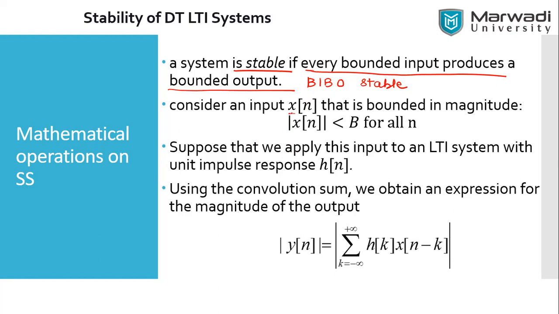Now consider an input x of n that is bounded in magnitude. X of n is bounded and its amplitude is b. Okay, it can be anything. Earlier we took mx. Now suppose that we apply this input to an LTI system with unit impulse response h of n. So h of n is the impulse response. Using the convolution sum, we obtain the expression y of n is equal to magnitude of sigma k is equal to minus infinity to infinity h of k x of n minus k.